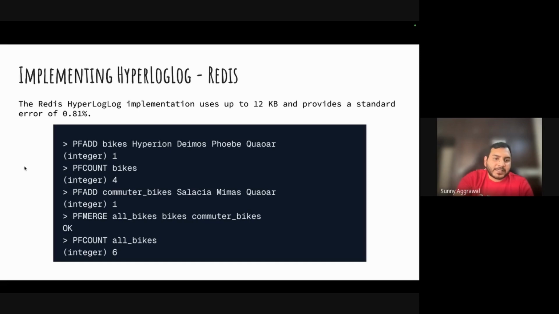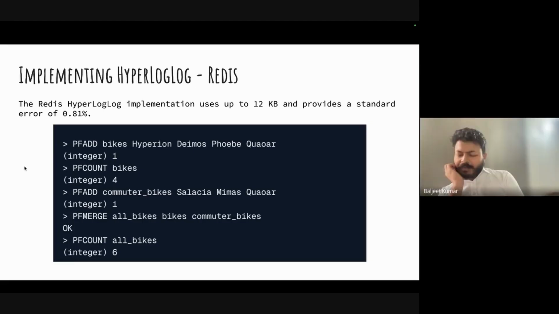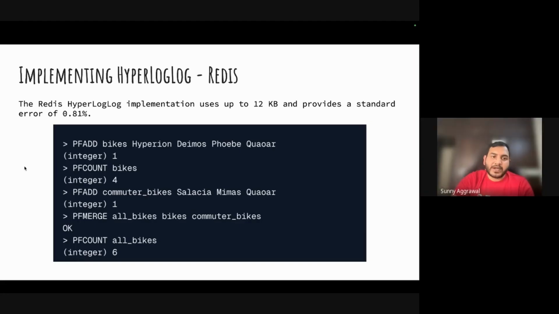So you can create as many separate HyperLogLog counters as you want. So this is another set, commuter bikes, where you are adding 3 separate values. And then there's PFMERGE where you can merge both of these HyperLogLogs. And then if you do PFCOUNT on all the bikes, it gives you the output of 6. So PFADD is very specific to HyperLogLog related commands.